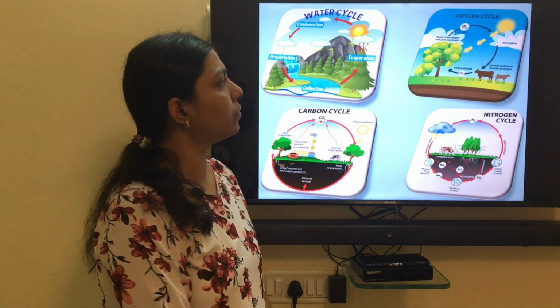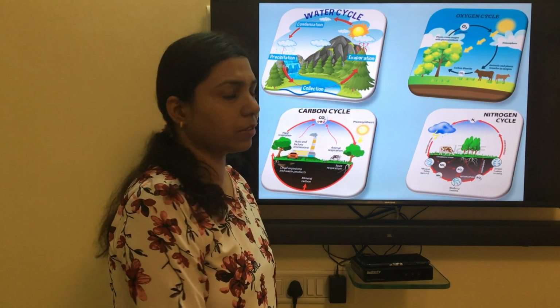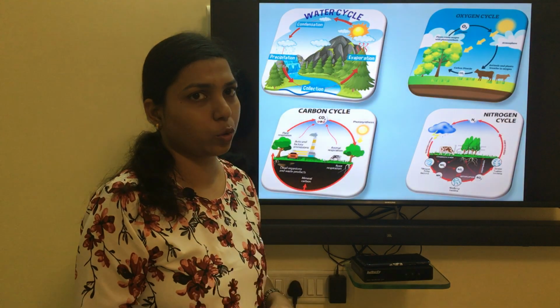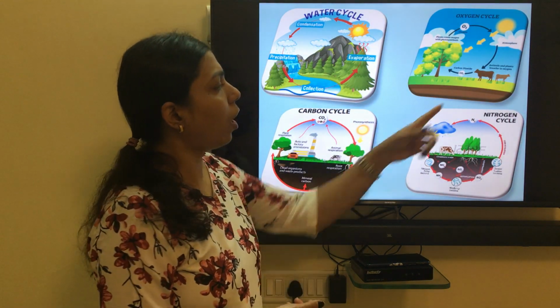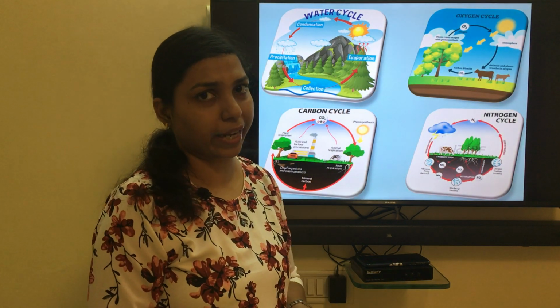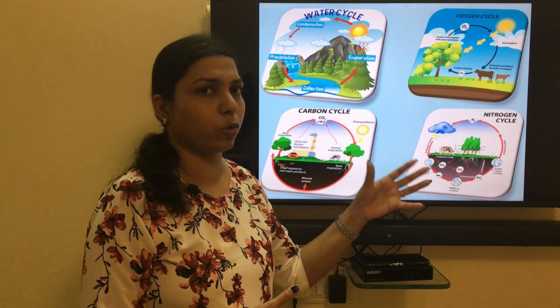Next, we have different types of cycles which are present in the ecosystem. You've already learnt about it. The water cycle is something that you have been learning right from your childhood. The oxygen cycle, nitrogen cycle, and carbon cycle are what you have already learnt in your 9th standard. You can always go back to your textbooks from the 9th standard and have a look at them.